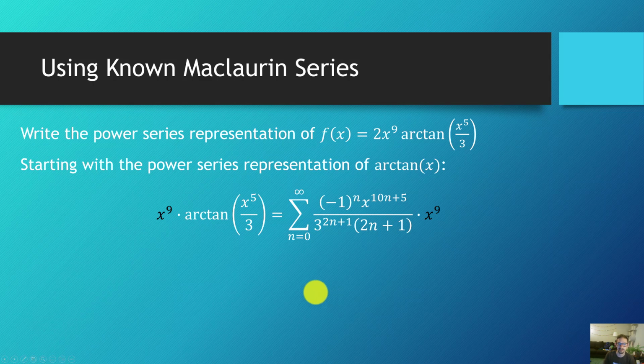Next part is to consider this x to the 9th. So I just copied and pasted what we just got with the x to the 5th over 3 inside. And now we're going to consider multiplying by x to the 9th. But the good news is it's pretty straightforward.